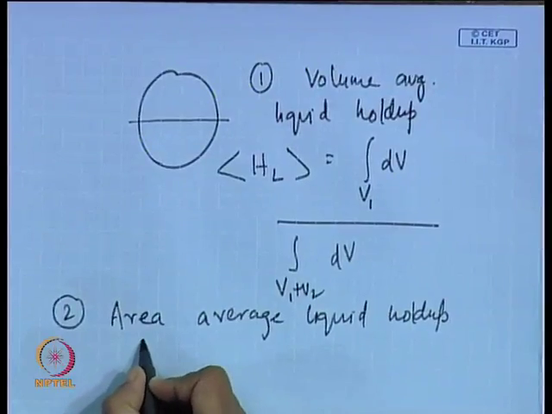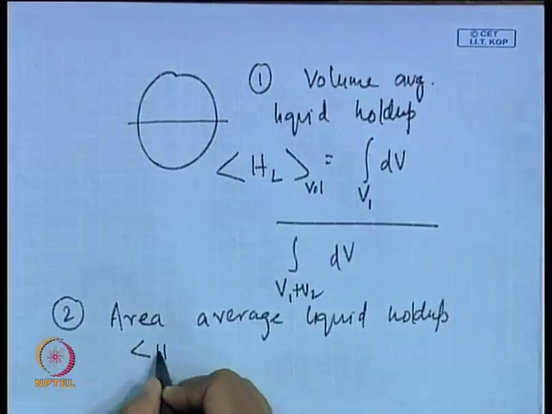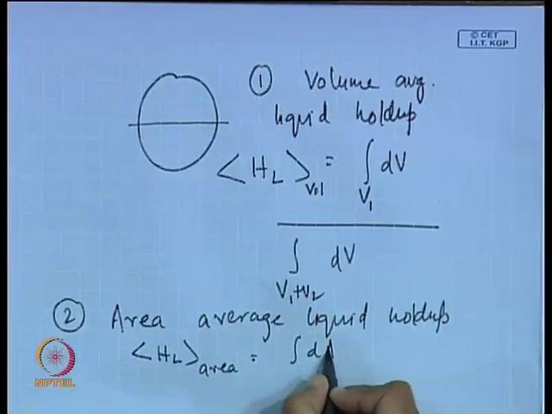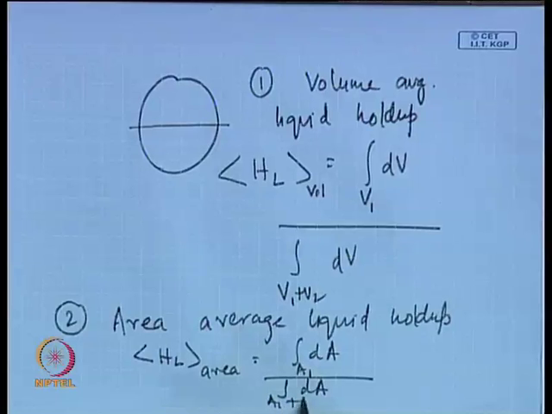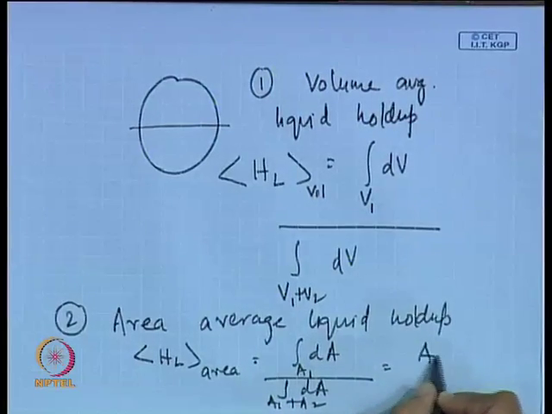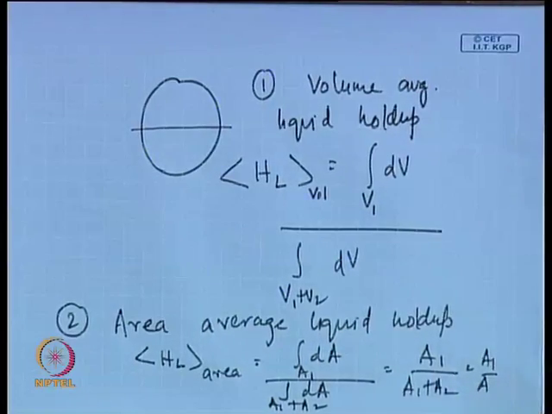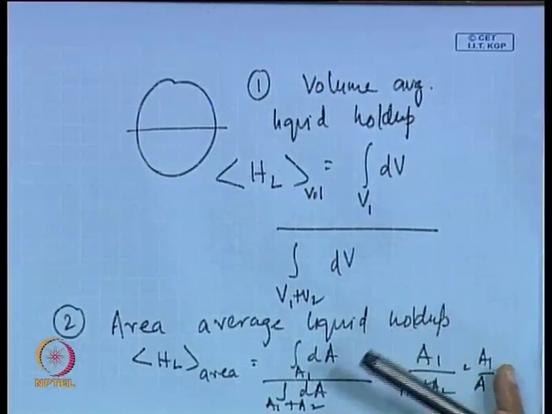So, we can measure either of them and use it for expressing the in situ volume fraction. Okay. This is better written down as volume and this can be written down as area, and the mathematical expression is equal to integral dA A1 by integral dA A1 plus A2, or in other words this is nothing but A1 by A1 plus A2, where this is simply the cross sectional area. Okay. So, we would first try to measure either the volume average or the area average.